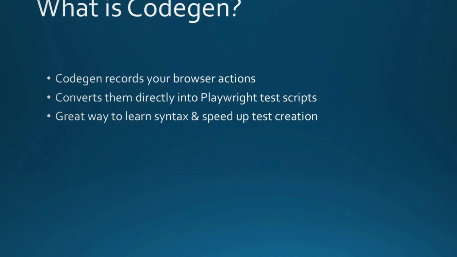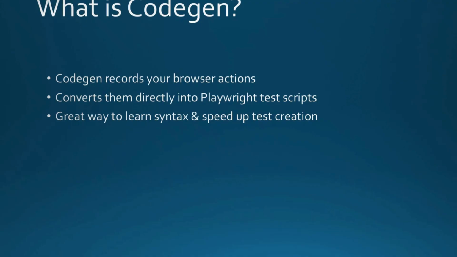Why is it useful? Well, it's a fantastic way to learn Playwright syntax, especially if you are just starting out. It helps you speed up test creation by generating a base test script in seconds, which you can later refine. And most importantly, it ensures consistency. Codegen uses the right locators and test structure out of the box.